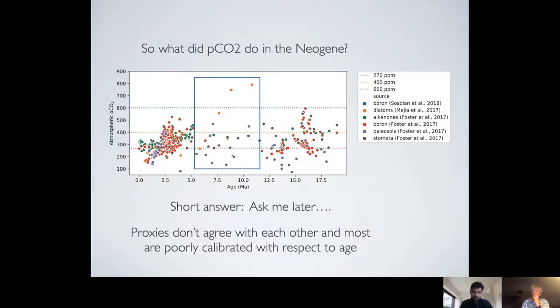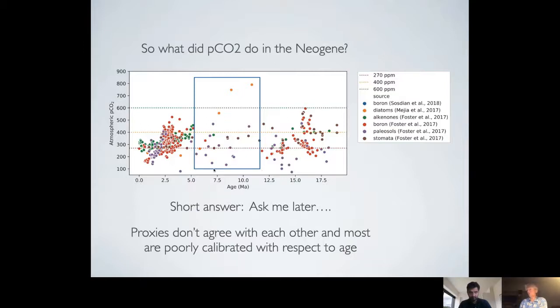And you can see that for the Pleistocene, there's a lot of data with a lot of different kinds of proxies. So this is boron isotopes, diatom frustules, alkenones, and leaf stomata, which are supposedly sensitive to the amount of CO2 in the atmosphere. And you can see that the different proxies don't really agree with each other. There's huge scatter in them.